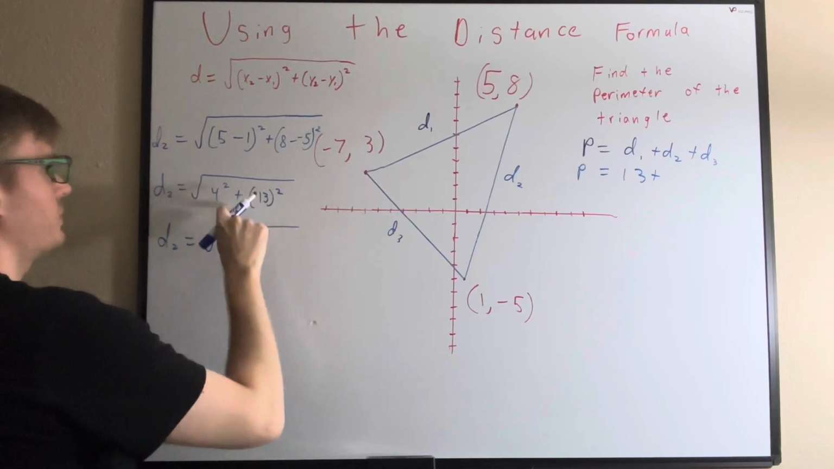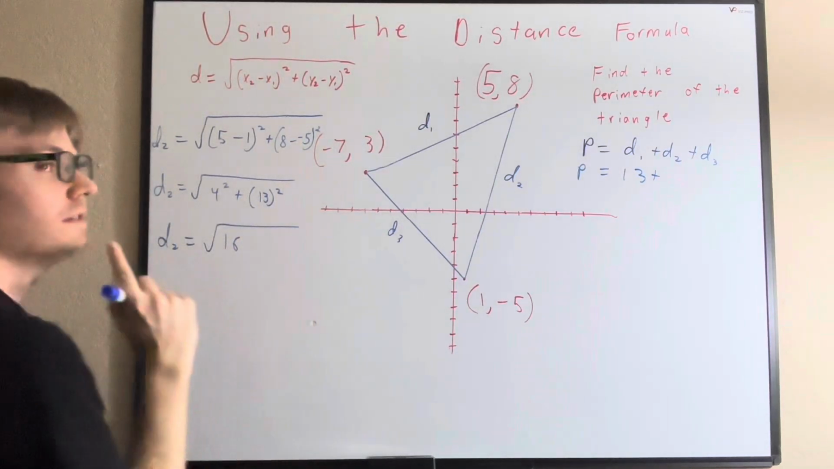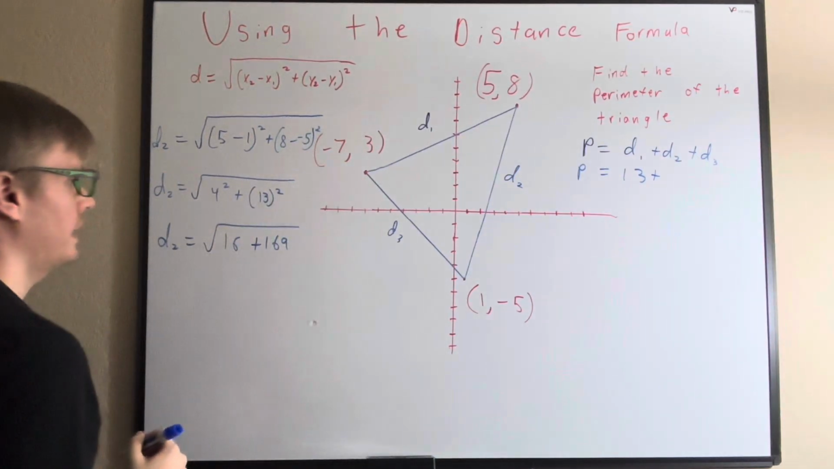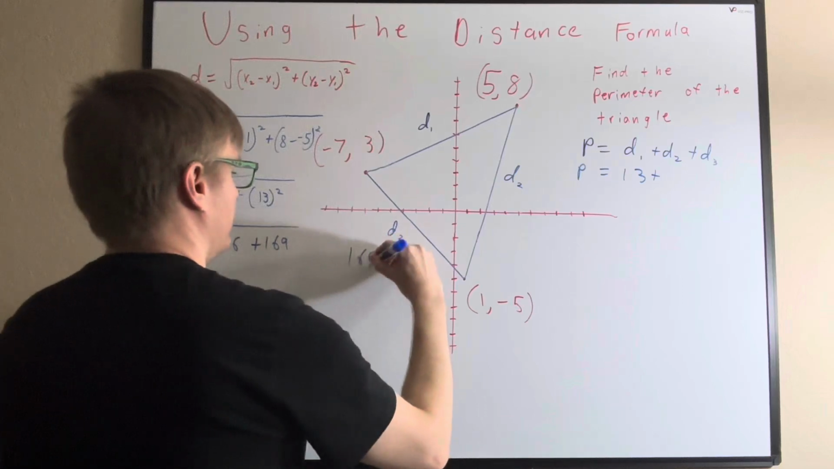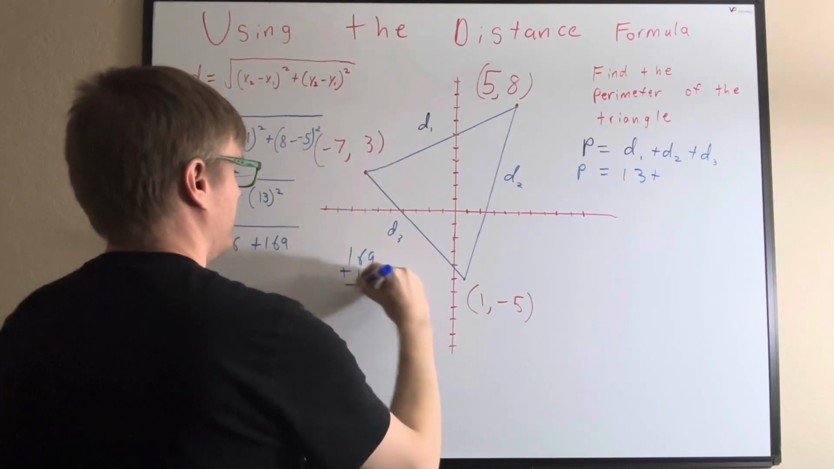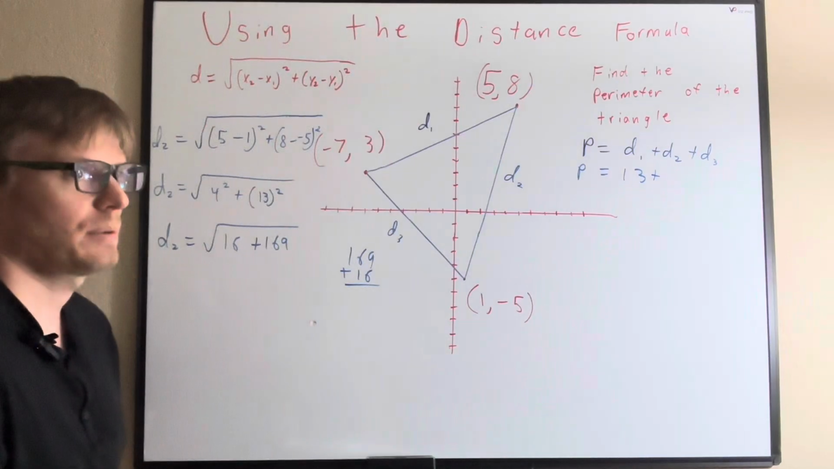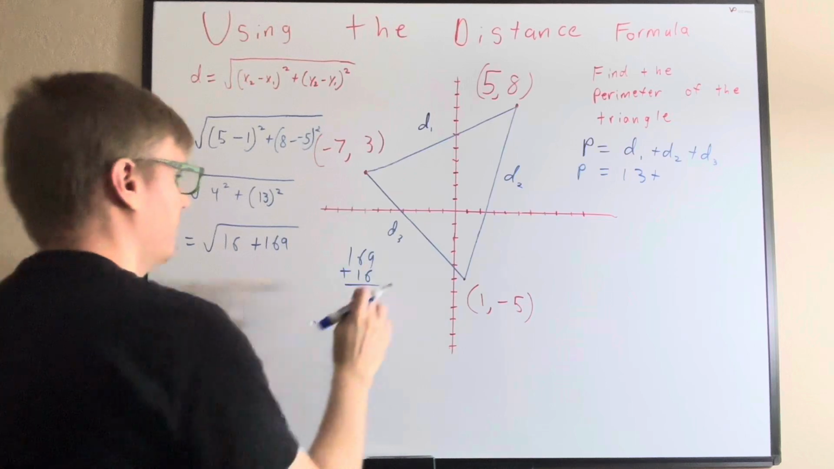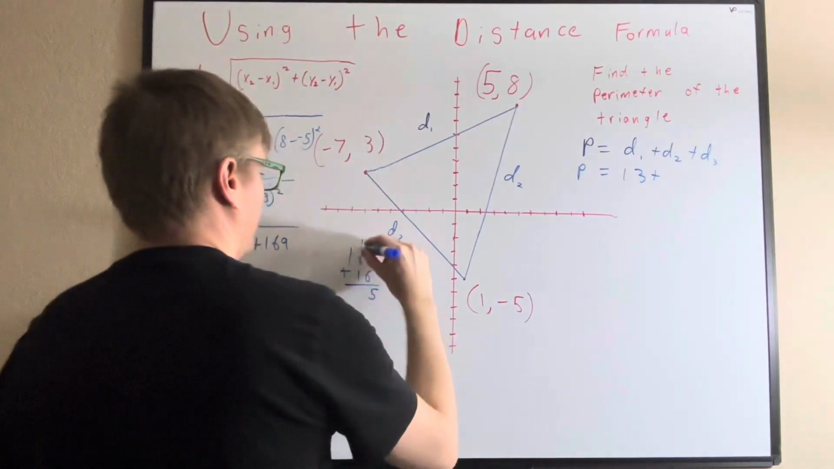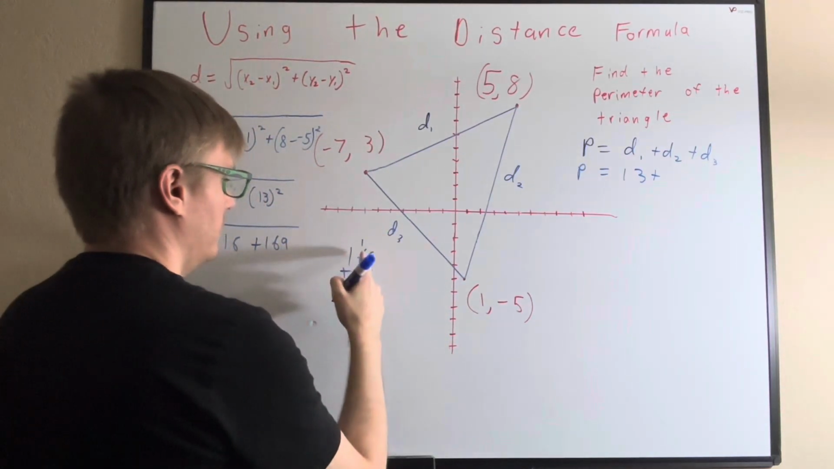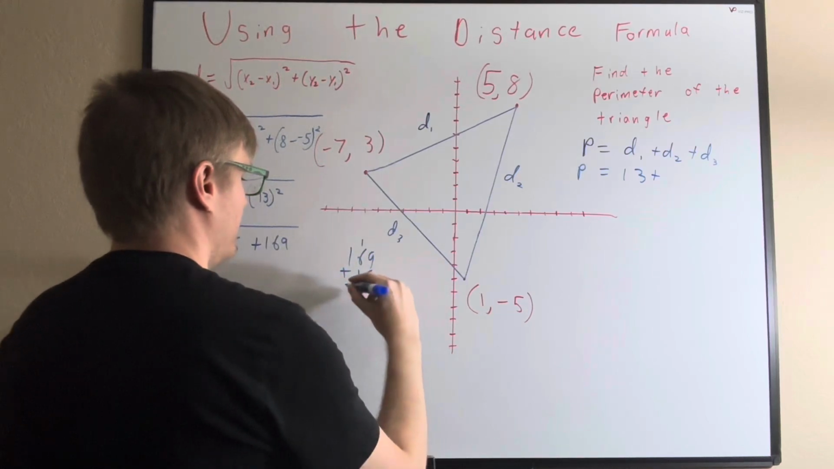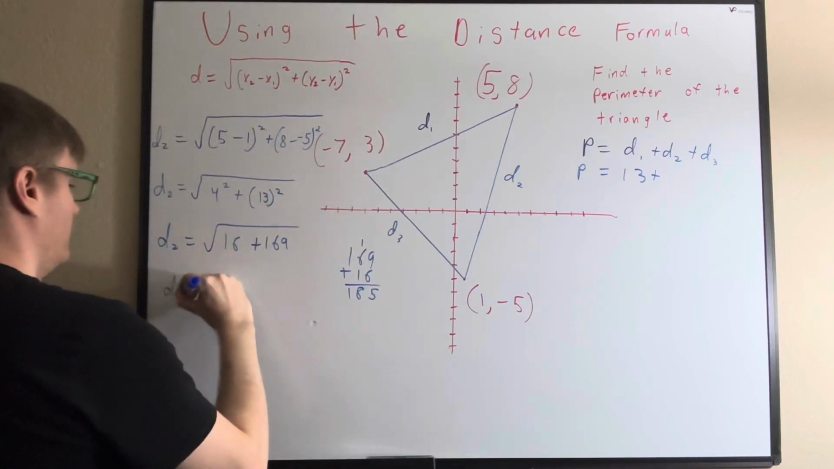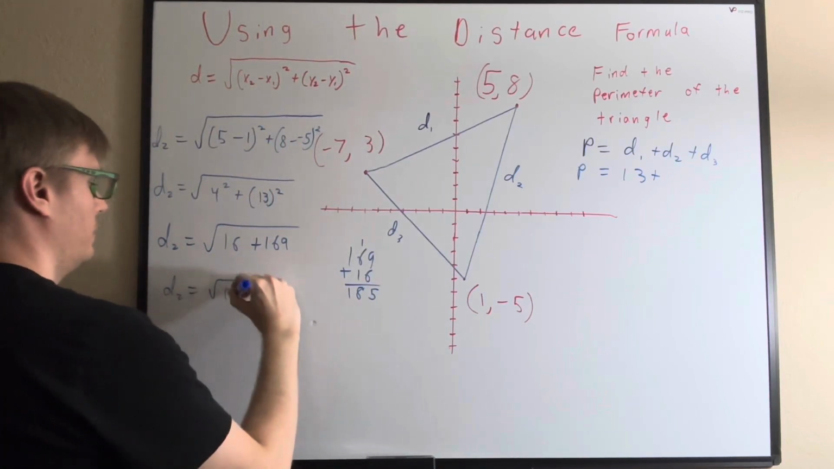Okay, 4 squared is 16. 13 squared, we just did the square root of 169. So that gives us that. 169 plus 16. I have a feeling this isn't going to come out to a perfect square like it did last time. 9 plus 6 is 15. 1 plus 6, 7 plus 1, 8. 185. Yeah. D sub 2 is the square root of 185.